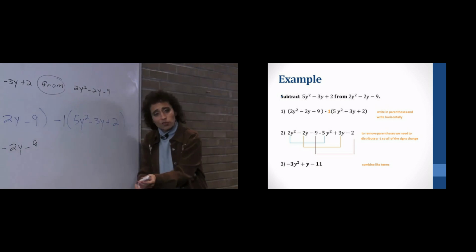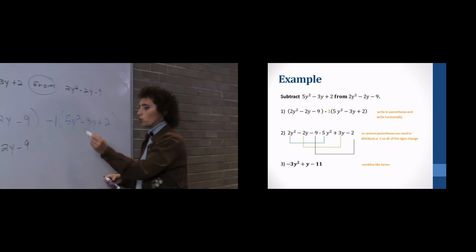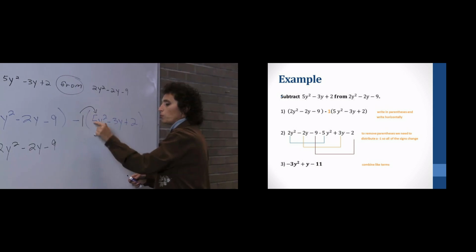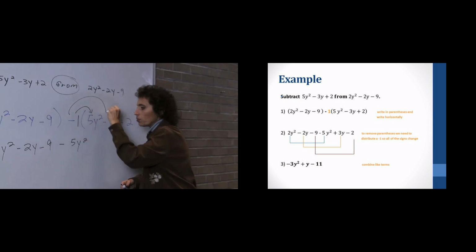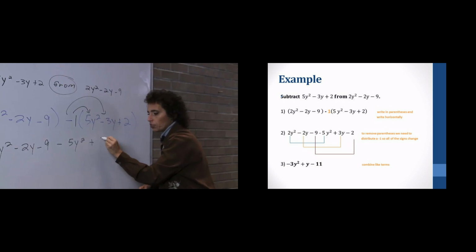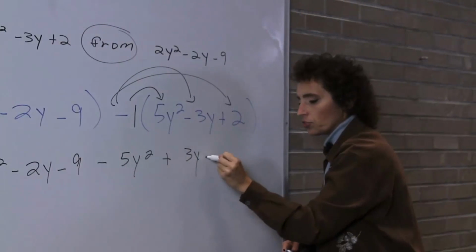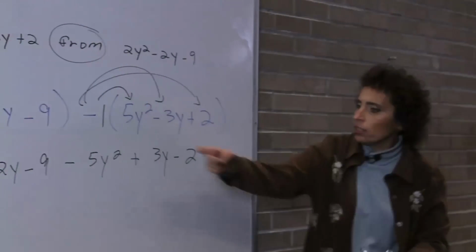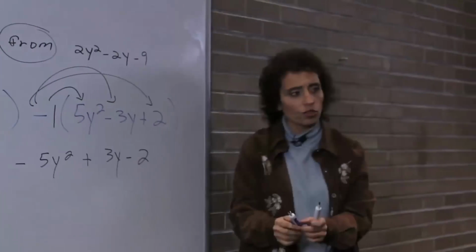I distribute this negative 1, and if you remember from before, what that'll do, it'll just change all the signs. That's all it will do. A negative times this positive is a negative 5y squared. A negative times this negative is a positive 3y. A negative times this positive is just a negative 2. So all it did was positive became negative, negative became positive. That's all it does. It changes all the signs.